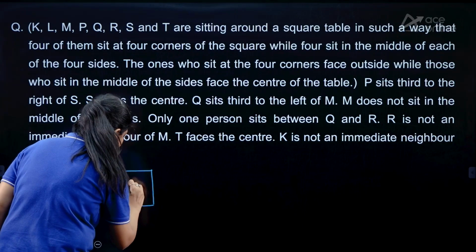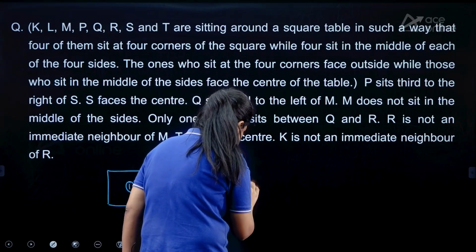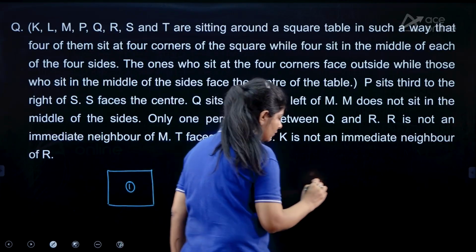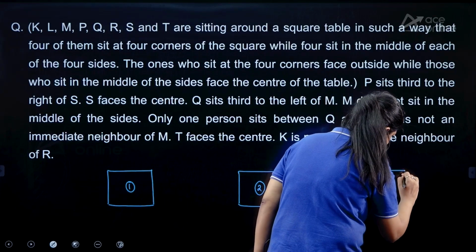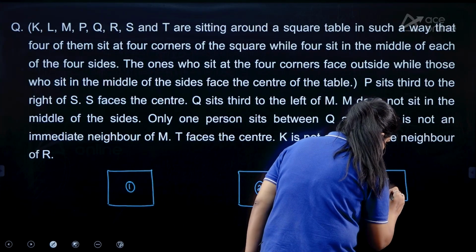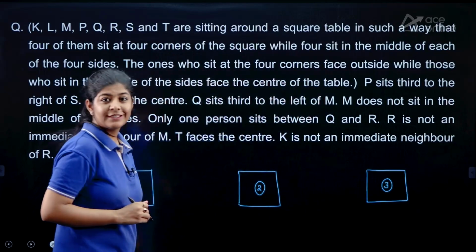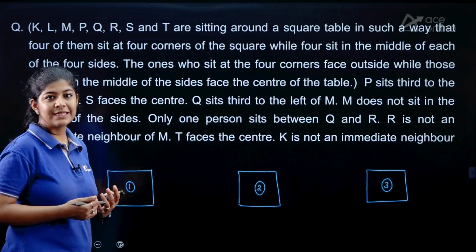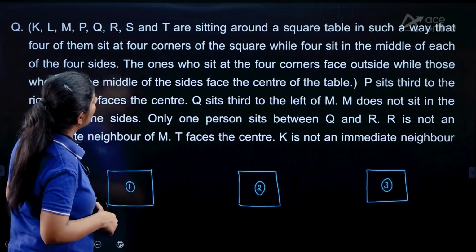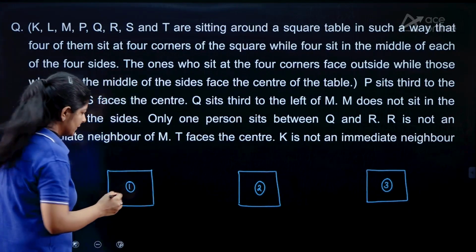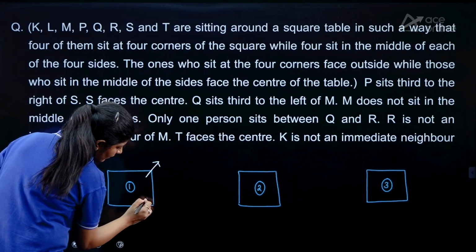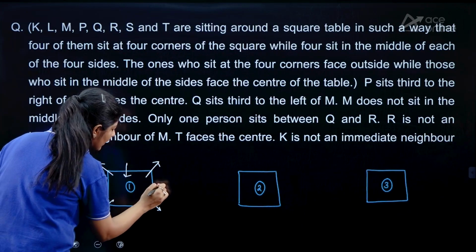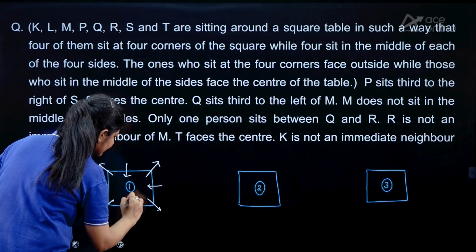This is my case number 1. This is my case number 2. And this is my case number 3. So in the question it is given that 4 of them are sitting at the corners and 4 of them are sitting towards the sides. The ones sitting at the corner are facing outwards, while the 4 sitting at the sides are facing towards the center.